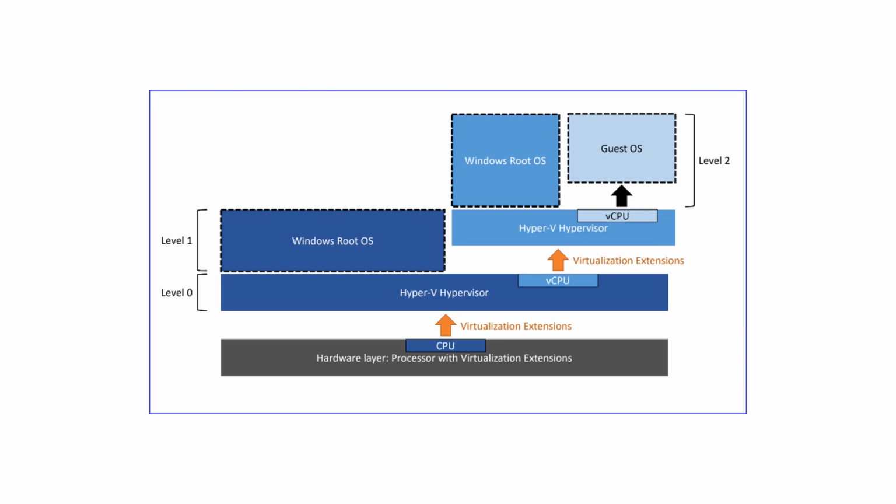In this case, Hyper-V exposes the hardware virtualization extension to a virtual machine. With nesting enabled, a guest virtual machine can install its own hypervisor and run its own guest VM.